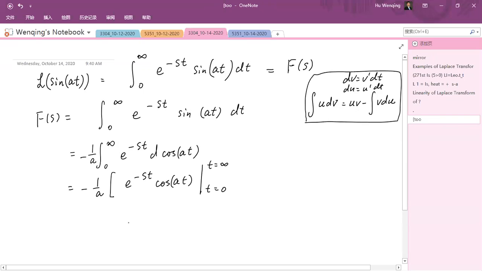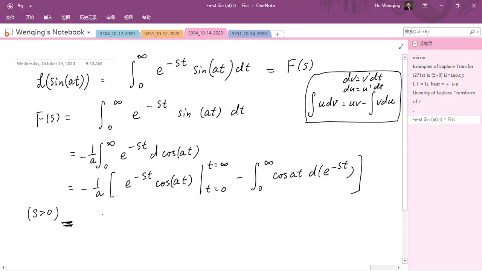Is that good, family? Okay, so once you have this, you're going to subtract the integral from 0 to infinity of v du, so that's cosine of at d of e to the power minus st. So that's going to be the scenario. And therefore, you can see that you're going to have t equal to infinity. So let's say s is positive. We always assume s to be positive throughout the Laplace transform. In that case, if t is infinity, this exponential term is 0, so you won't have anything. So that's going to give you just 1 over a times e to the power minus s times t, where t is equal to 0.